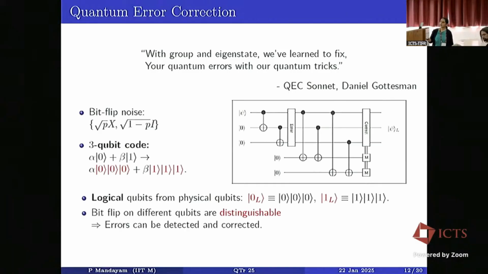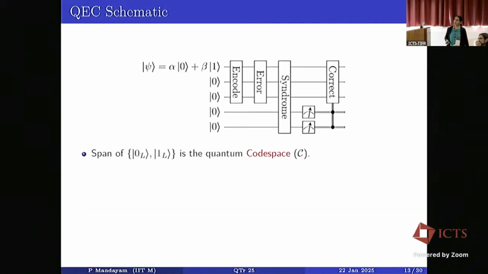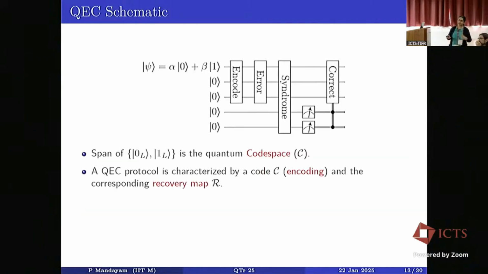And the reason that this works as an error correcting code is because single bit flips on different qubits are distinguishable, and therefore they can be detected and corrected. And then since the noise is essentially of a sigma x, once we have detected, we know how to correct, which is basically again to apply a sigma x. So this is a schematic of this. And of course, there is some threshold probability up to which this scheme is going to work, right? So here's the same schematic again with some definitions. I say that a quantum error correction protocol is essentially characterized by the choice of code, which is what's called the encoding here, and also the choice of recovery map, right?